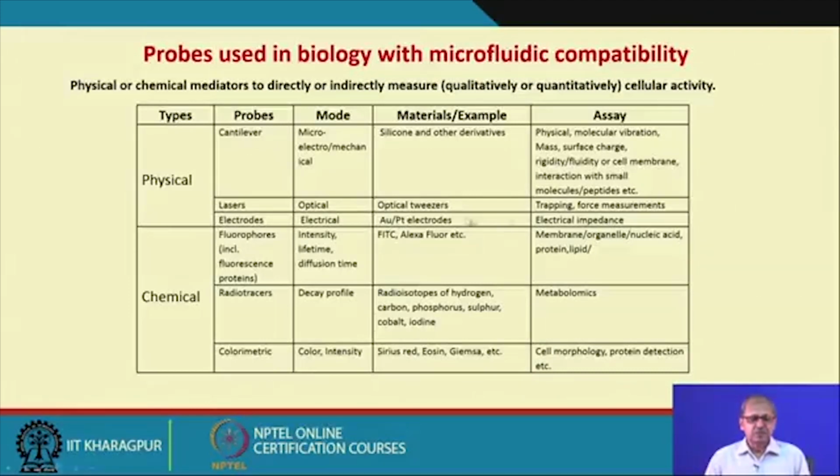And among chemical probes, the major ones are fluorophores, whose mode is intensity, lifetime and diffusion time. You have different types of fluorophores that we shall come to in the next slides. They can be used for assay of different biological readouts. Other chemical ways are radio tracers and colorimetric methods. The colorimetric method is mainly used in macro scale biological assays, but it can also be adopted in your microfluidic system.